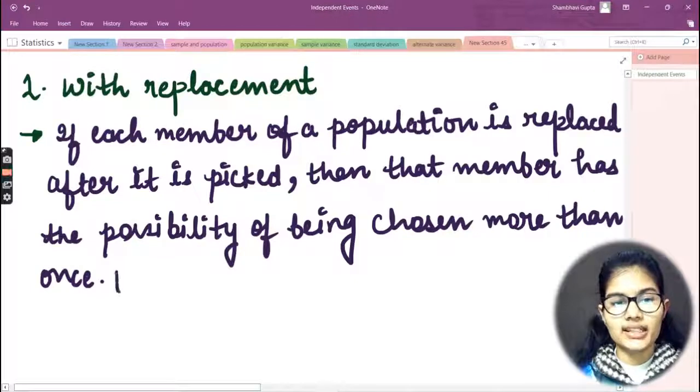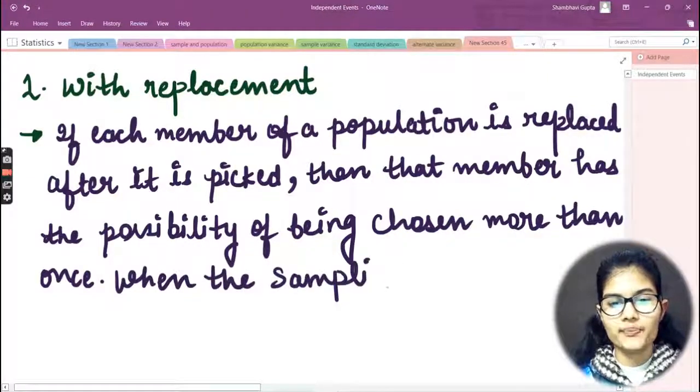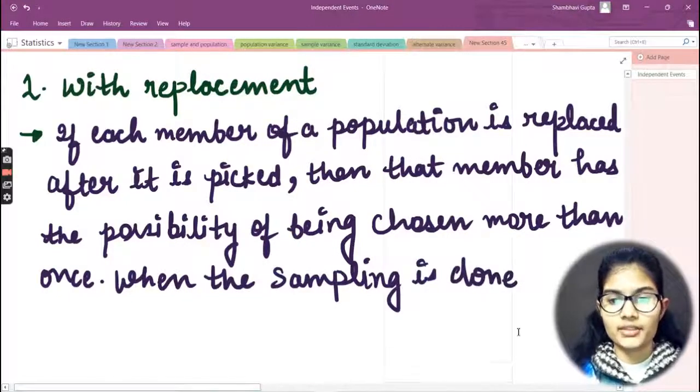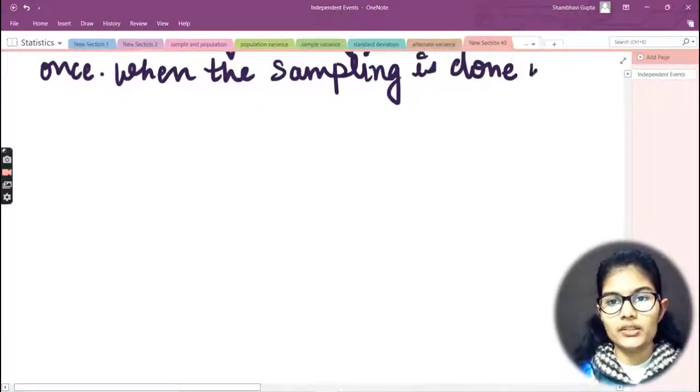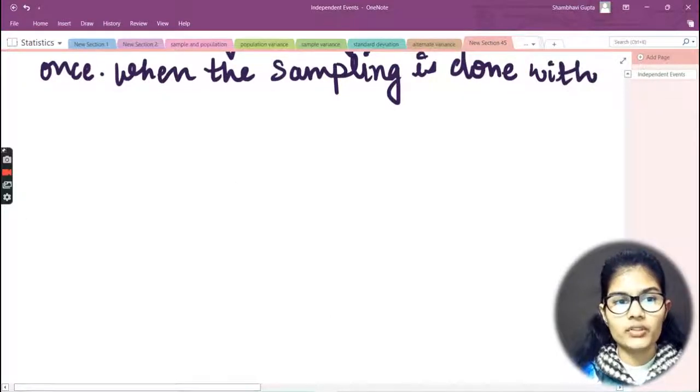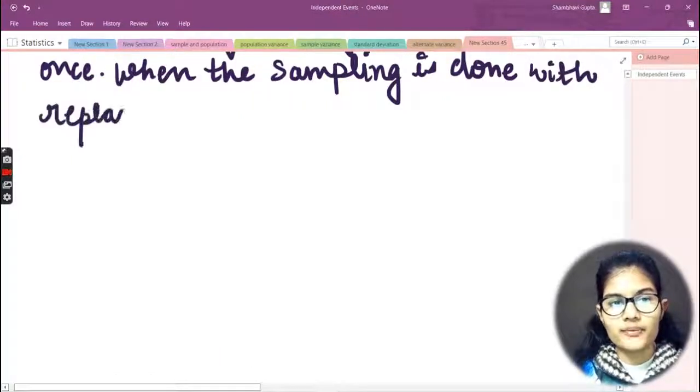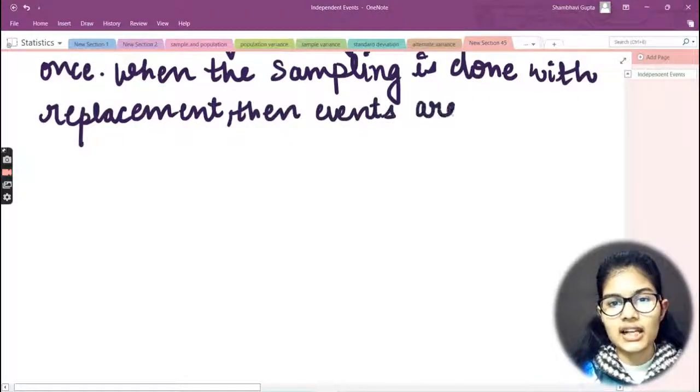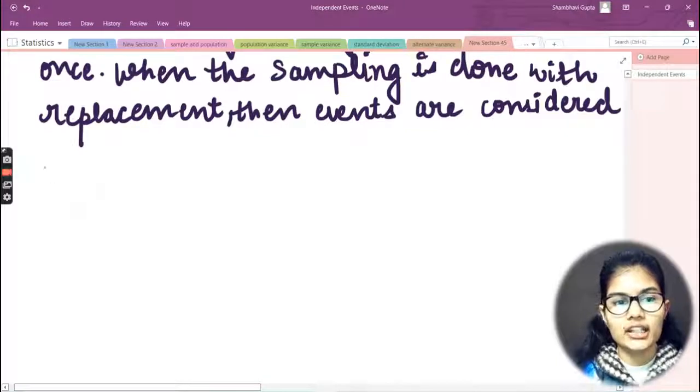So when the sampling is done with replacement, then events are considered to be independent.